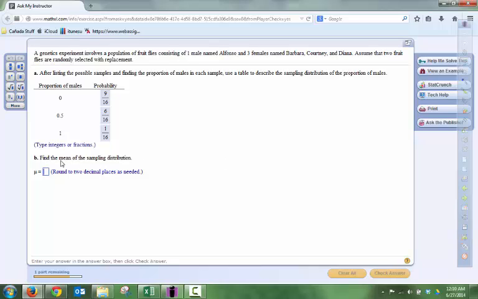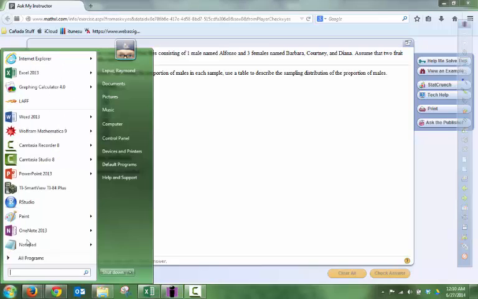Now the second part is find the mean of the sampling distribution. So we want to take this, basically add them all up and divide by 3. So if we add them up, that would be 16. Oh, we want to consider this thing as well. So for that, I'm going to take out my calculator.